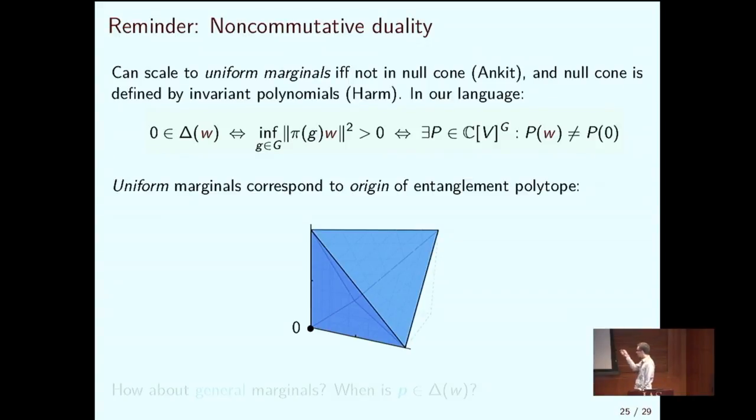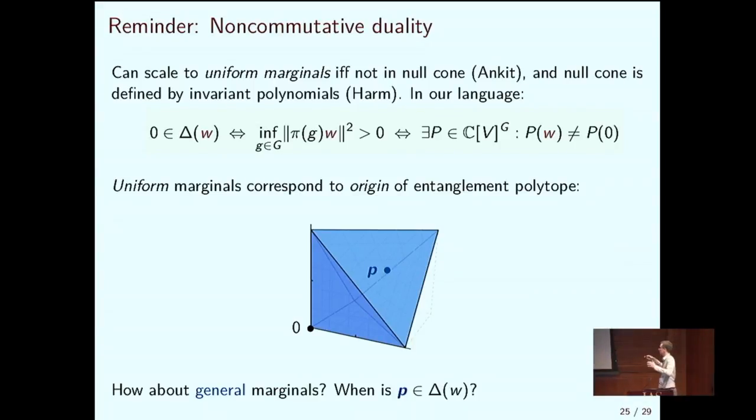Now, uniform marginals correspond to the origin of the polytopes, of the general moment polytopes, or here of these entanglement polytopes. So we may ask, what about other points in this polytope? Suppose that's your favorite point P. When is this in the polytope? In other words, when starting from a tensor W, can you scale by this GLN group to another quantum state where the quantum marginals have eigenvalues P1, P2, P3, vectors of eigenvalues P1, P2, P3?